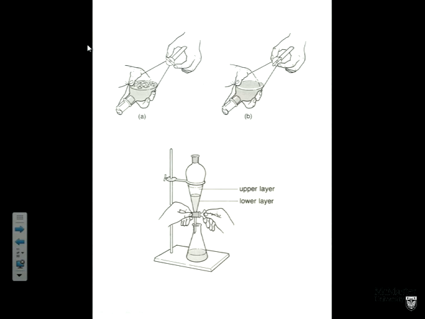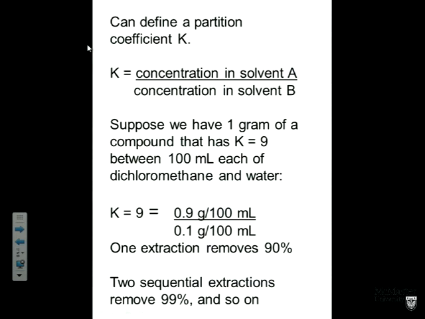and consequently we have now achieved a separation of the compounds. The compounds that want to go in the water layer will be in the water layer. The compounds that want to go in the organic layer will be in the organic layer. So at the end of this process, we have a very crude separation. We've separated one class of compounds from another class of compounds.